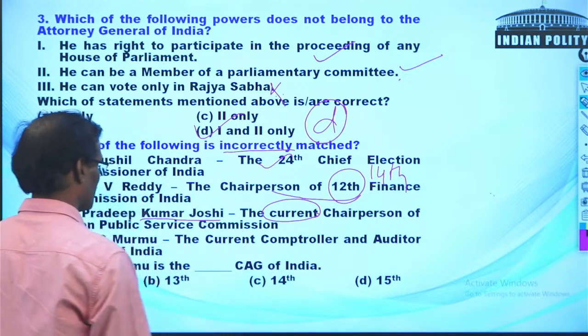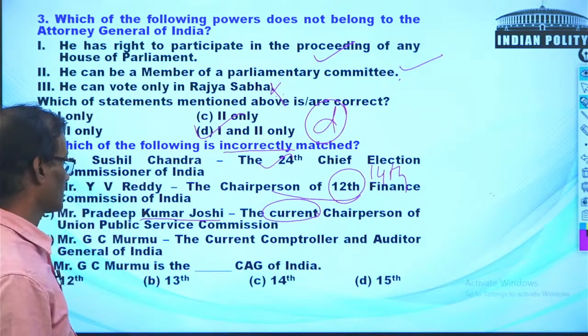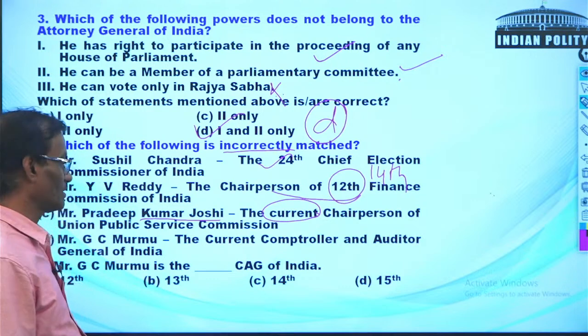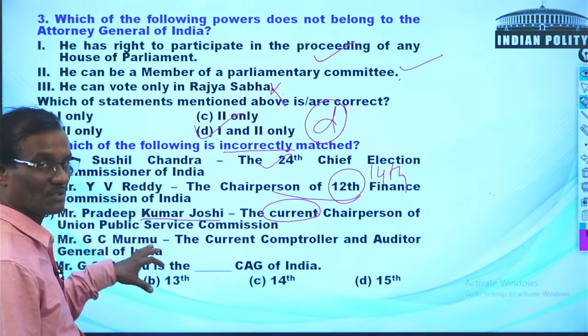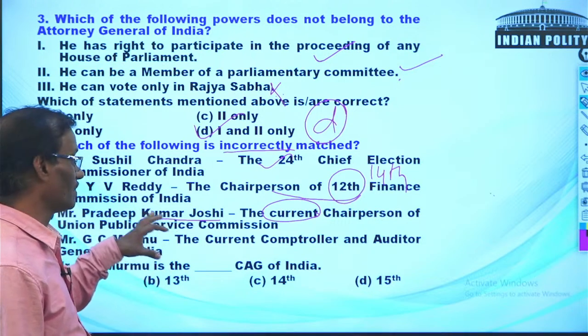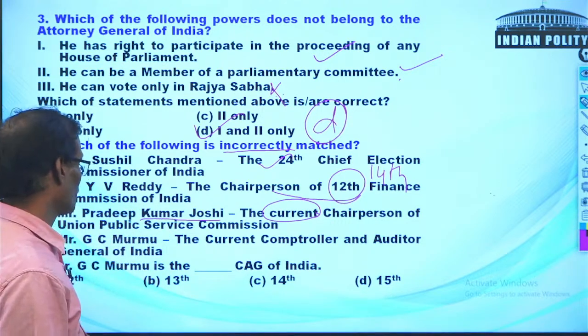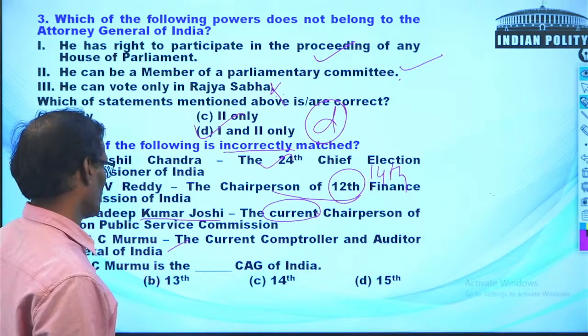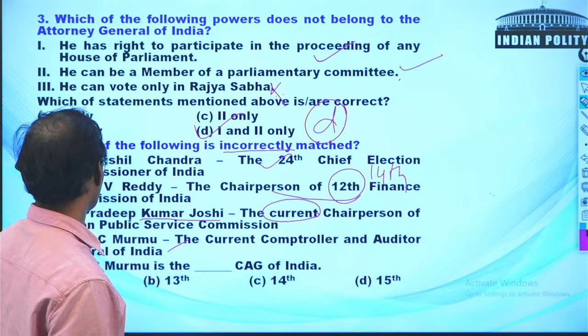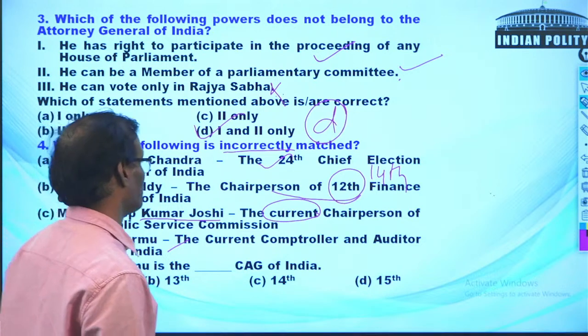Just recently, it is changed. Mr. Manoj Soni is now the current chairperson. So this question is current in the present context, but it was there in the option. And G.C. Murmu is the current Comptroller Auditor General. All right. So the answer is B.